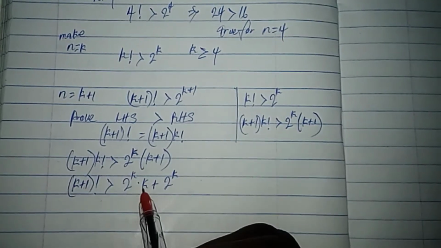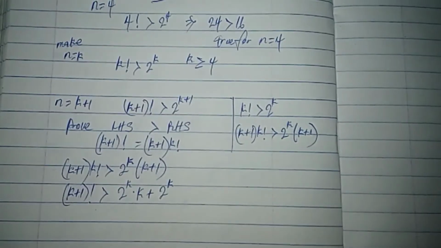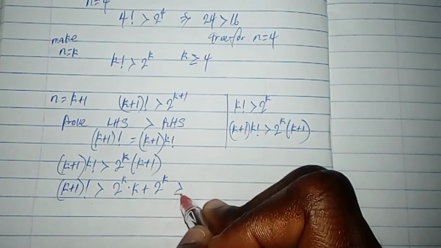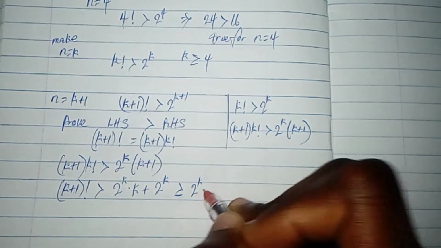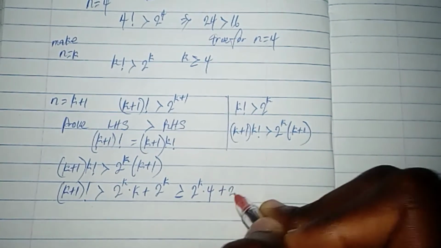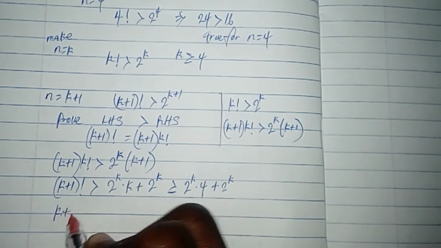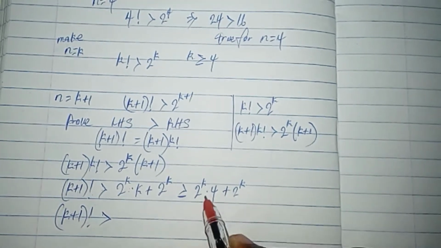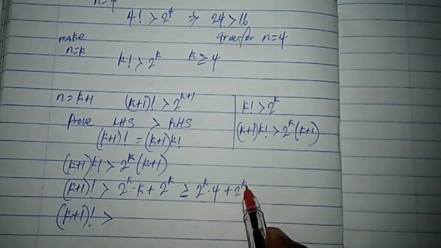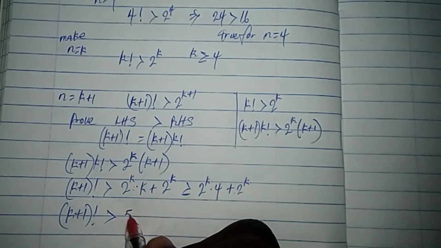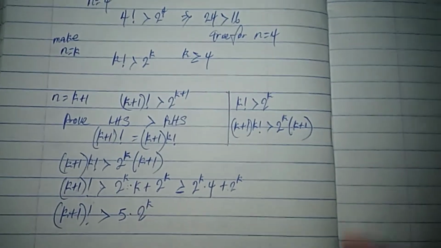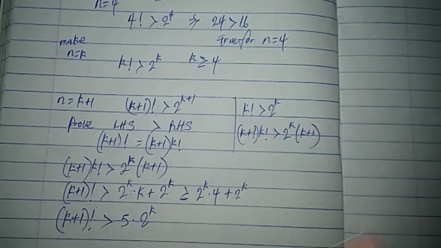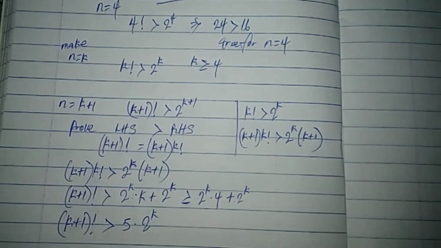So now we all know that k is greater than or equal to 4. So if we change this k to be 4, then this whole expression should be greater than or equal to 2 raised to the power k times 4 plus 2 raised to the power k. We have that k plus 1 factorial is greater than 2 raised to the power k times 4 plus 2 raised to the power k, which is what? That is 5 times 2 raised to the power k. Why? Because if this was a and this was a, 4a plus a is 5a. So this is 5 times 2 raised to the power k.